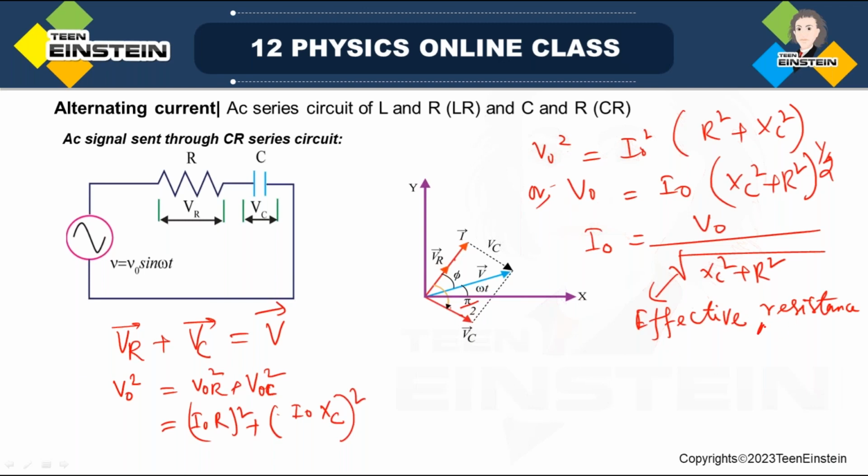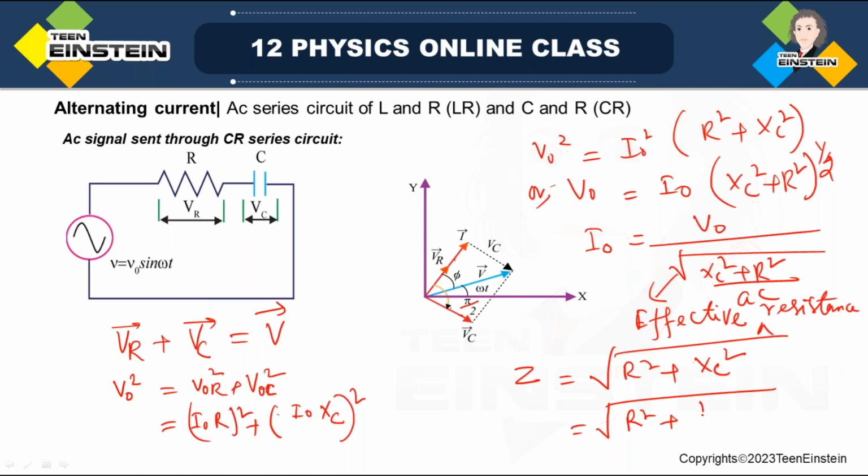Okay, effective resistance is actually called impedance. This is also called impedance. Z squared equals R squared plus X squared. X means 1 over omega squared C squared. Sorry, this is C, so it is 1 over omega squared C squared. So this is about impedance.